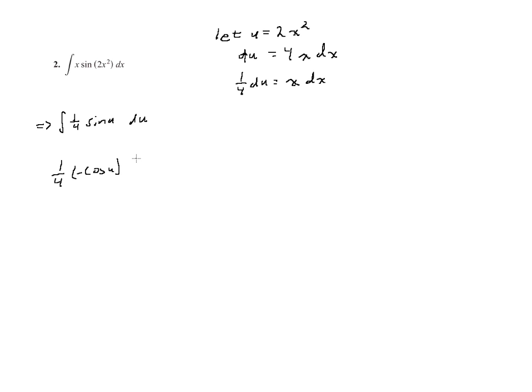Now I need to go back to values of x, as that's what I started with. So I'm going to have 1/4, and that's going to be minus times the cosine of 2x squared plus c, and that's how you do it. And this is one method. There's another method here that's based on the same thing, and I'm just going to go ahead and do it right here because I'm not sure how you're going to be shown.